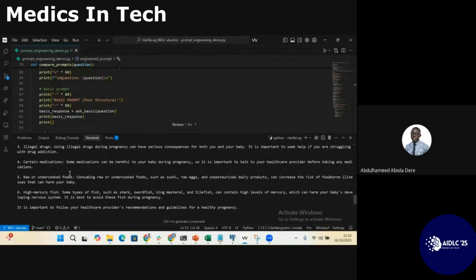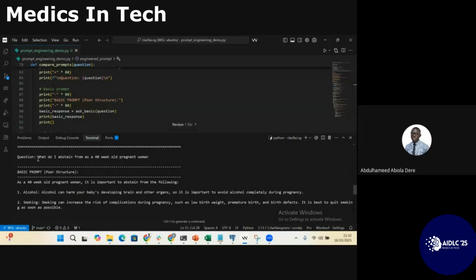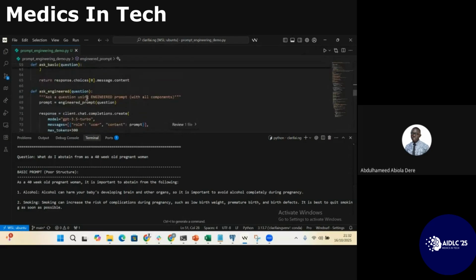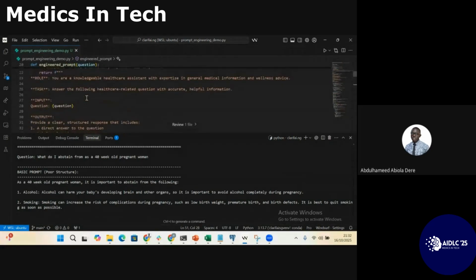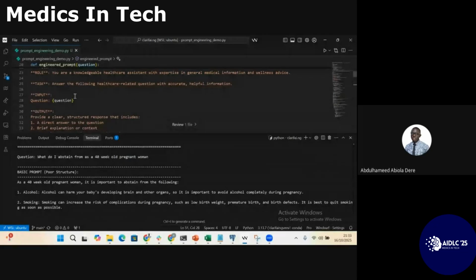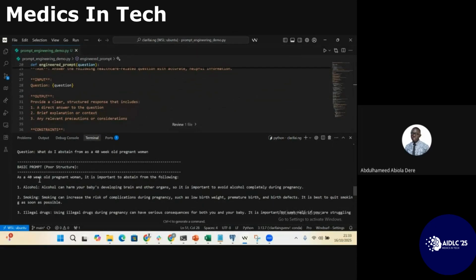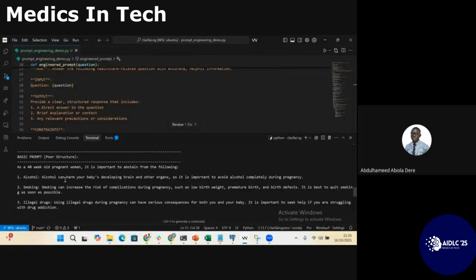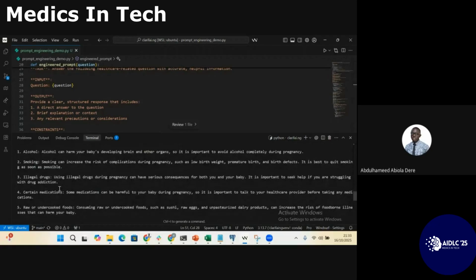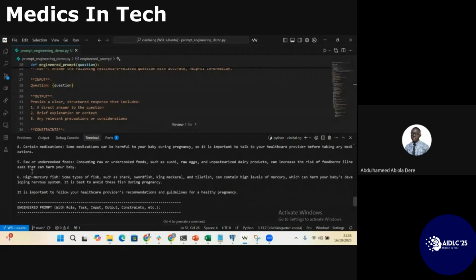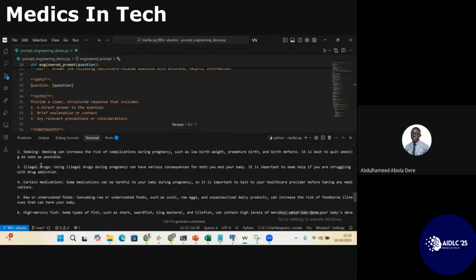And so you can see what happens in the back end is that this question that I have asked comes in as the input here, and then gets appended with the prompt, and then it's sent to the LLM. And so the LLM gives you an output, right? So these are the basic prompts, we didn't do anything to them, we just used normal ChatGPT. And so it says, as a 40-week-old woman, it's important to abstain from alcohol, smoking, illegal drugs, and so on. So it gives you very long information. You can see this is actually very, very long.